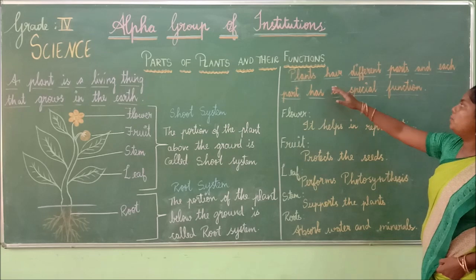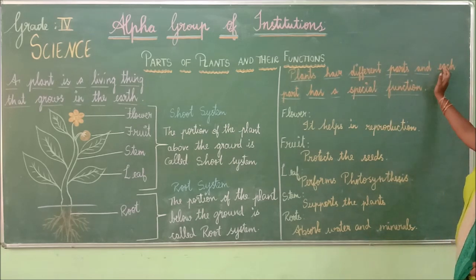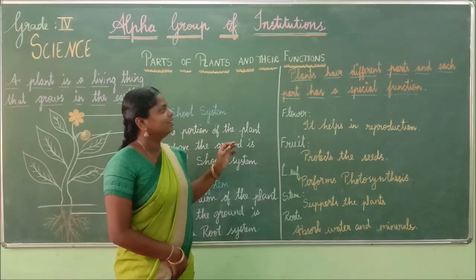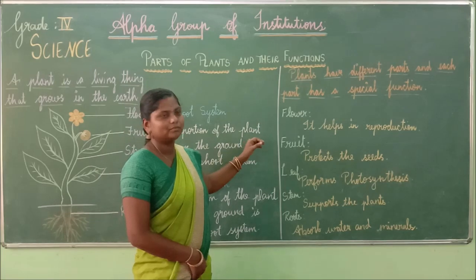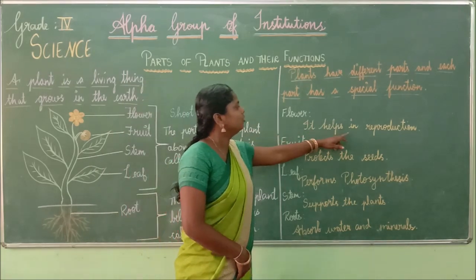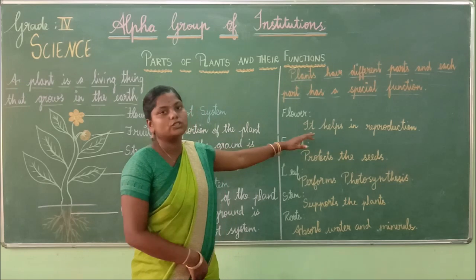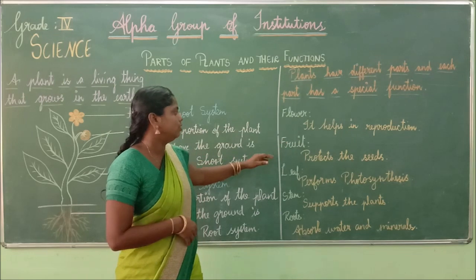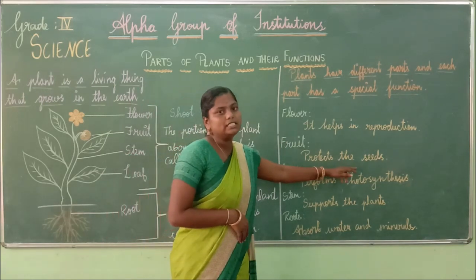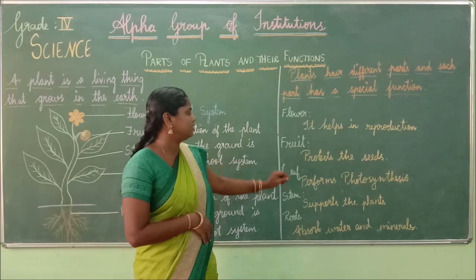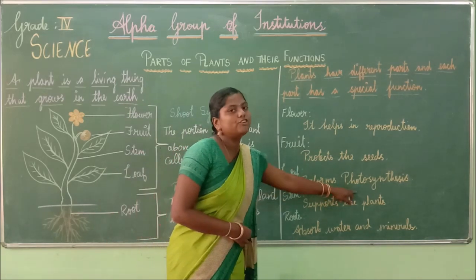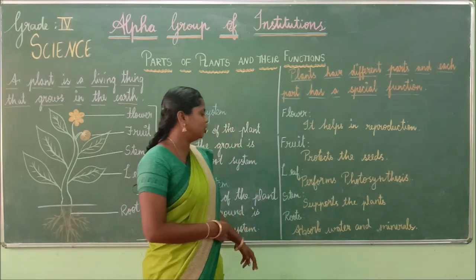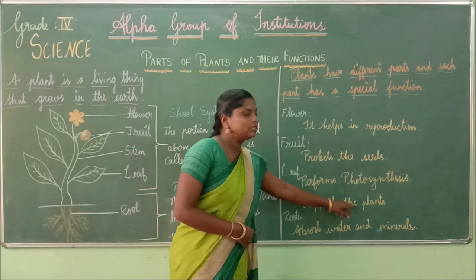So already we said plants have different parts and each part has a special function, isn't it? Special functions. Flowers help to reproduce. That means the flowers will help to produce a new plant. Fruit protects the seeds. Leaf performs photosynthesis. Very good. Stem. Stem supports the plant.